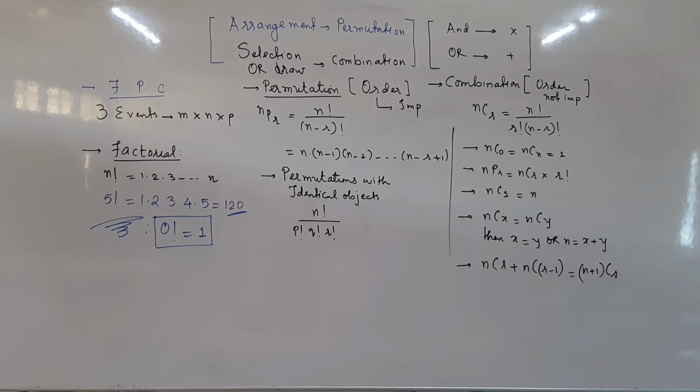Keywords you know: arrangement indicates application of permutation, selection or draw indicates application of combination, for 'and' we multiply, for 'or' we add. This much, students, you have to perfectly remember and memorize. Do not forget the 'and' 'or' theorem.